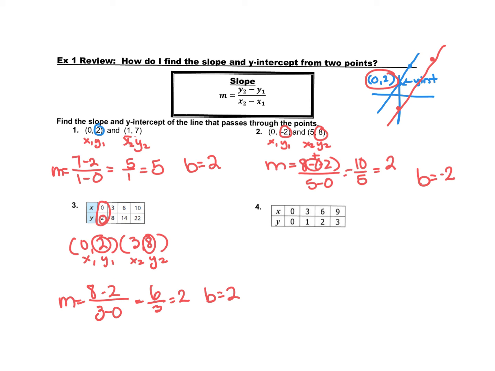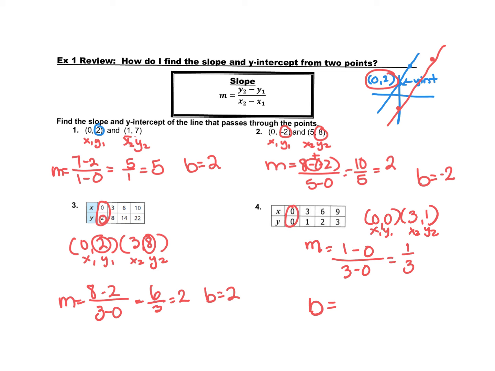All right, one last one. Again, let's just take out 2 points. Let's take the 0, 0 and the 3, 1. And x1, y1, x2, y2. So we have 1 minus 0 all over 3 minus 0, and that's going to give us a slope of 1/3. And then our y-intercept, take a look here, is 0, 0. And so our y-intercept is 0.